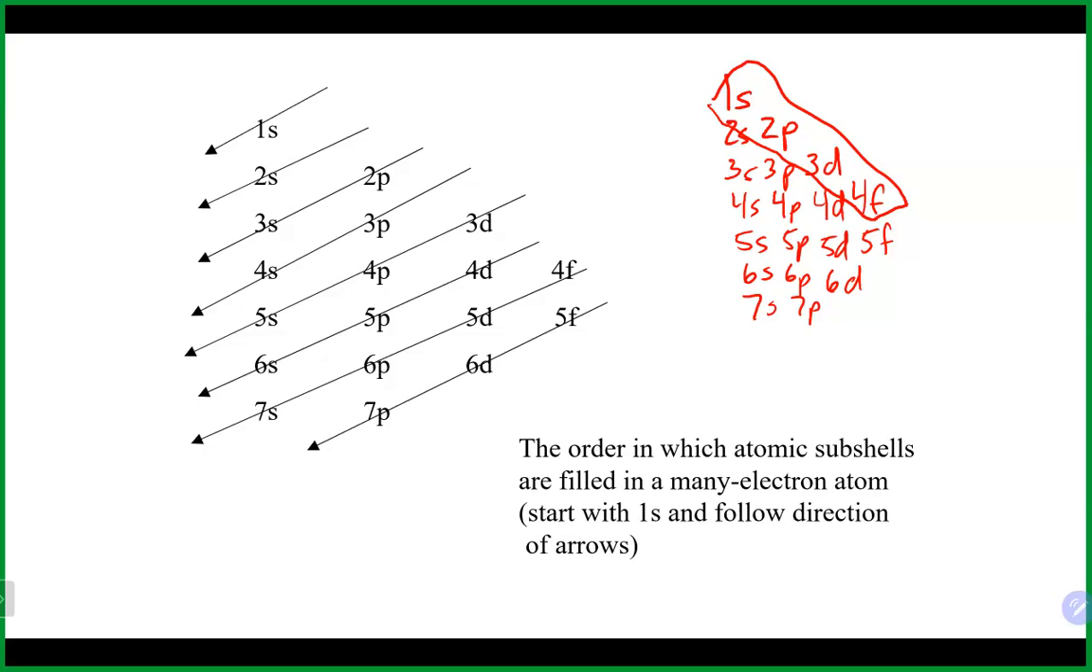If you know this order, and you know that, as we just talked about, you can max out with 2 electrons in the s orbital, the p subshell is 6 electrons, the d subshell is 10 electrons.